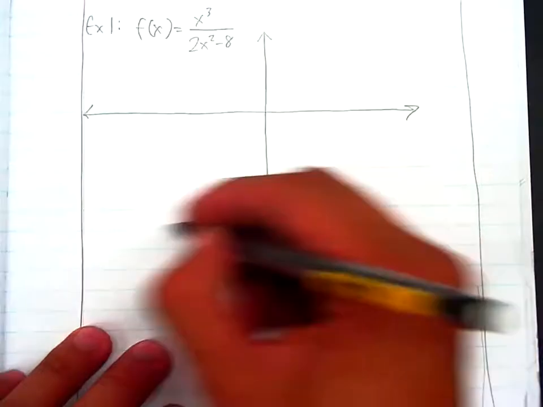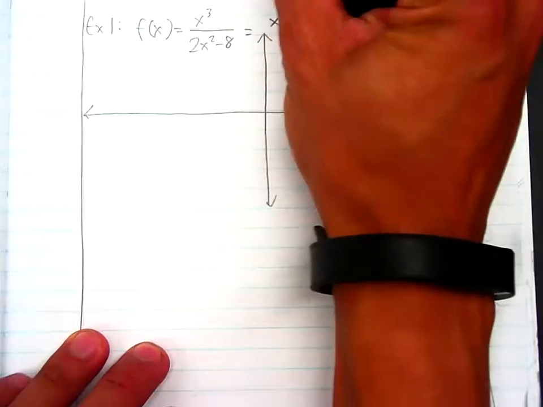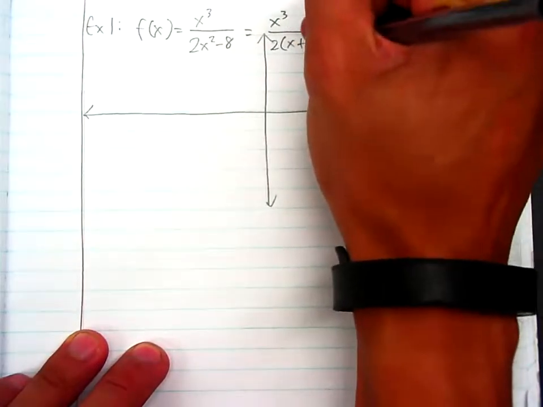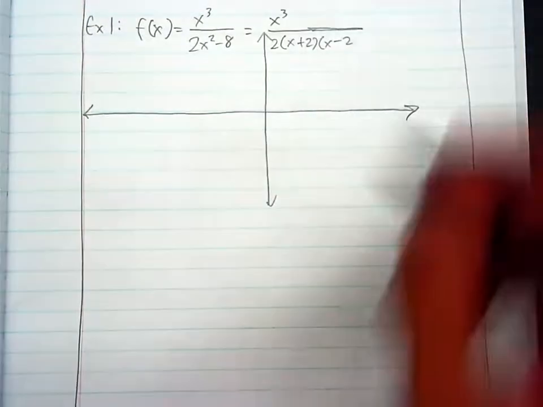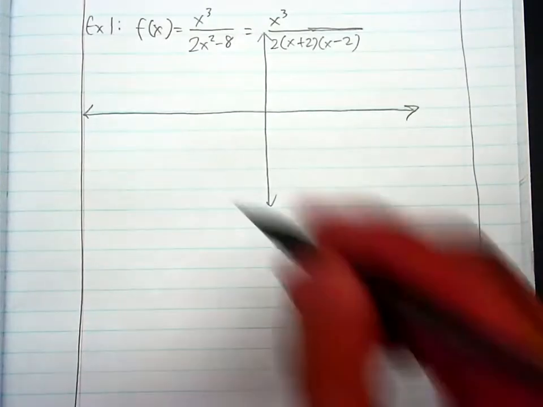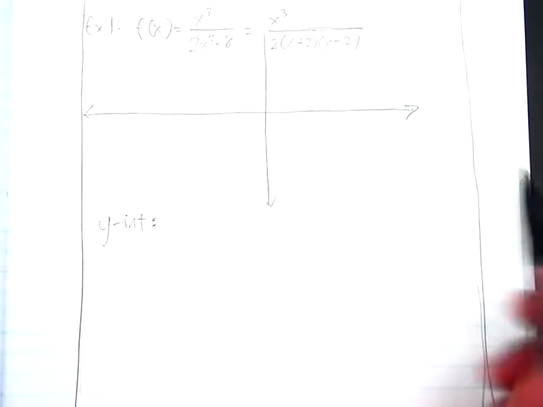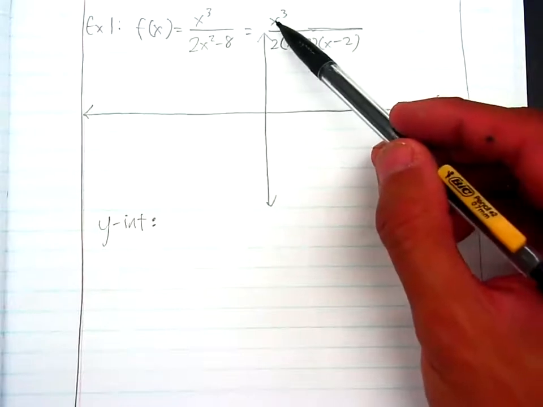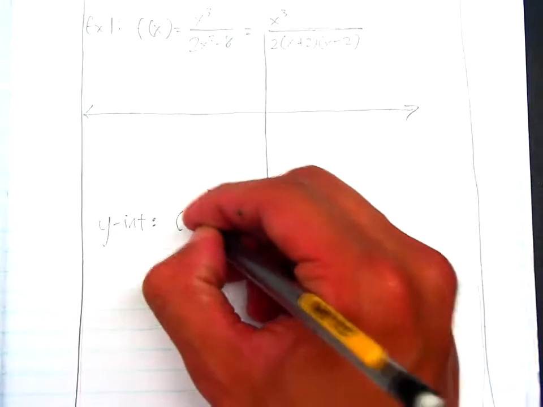So the y-intercept, well, number one, let's simplify it. I have x cubed, and the bottom will factor into 2 times x plus 2, x minus 2. If you have any questions about factoring, there's a factoring section somewhere in the P chapter. All right, so let's plug stuff in. My y-intercept is when x equals 0. So I'm going to plug in 0 on the top, and 0 over anything is 0. So therefore, my y-intercept is 0, 0.